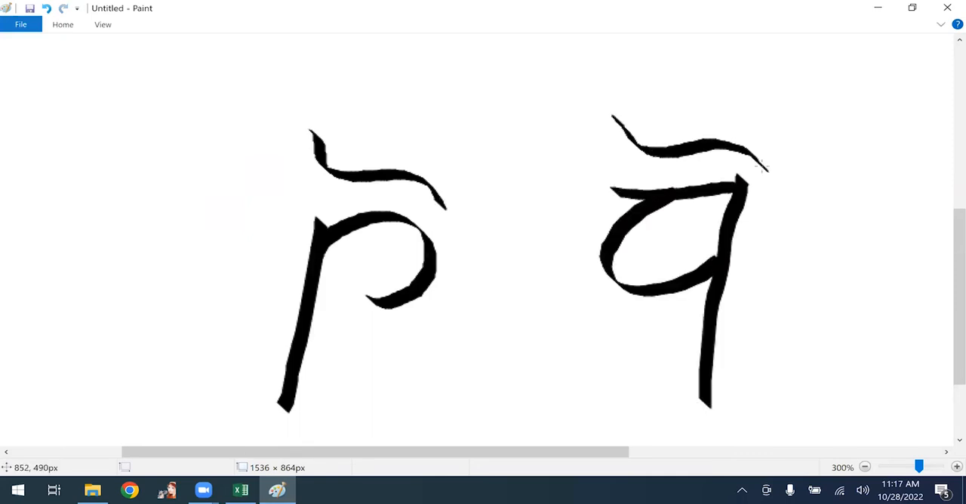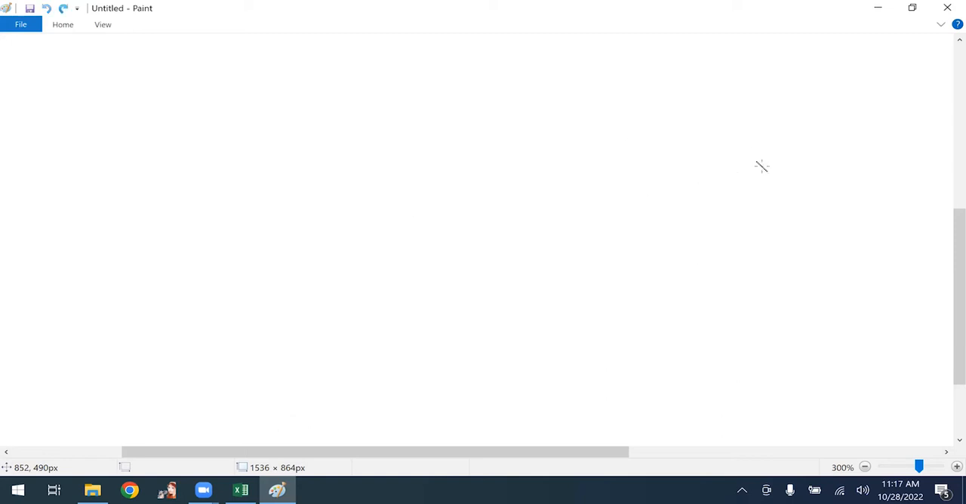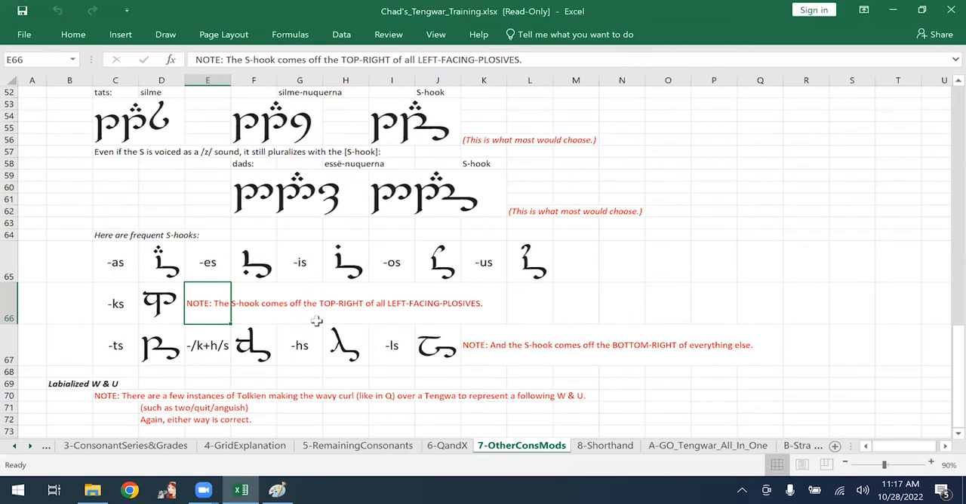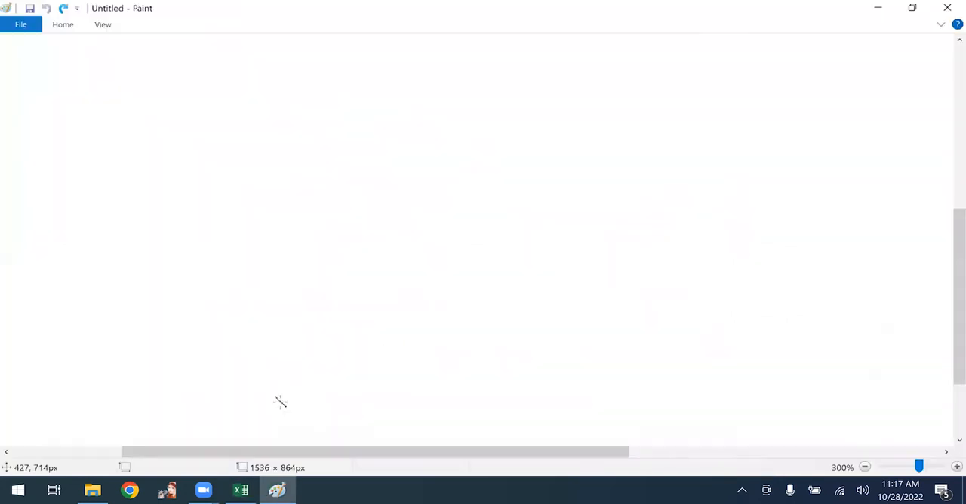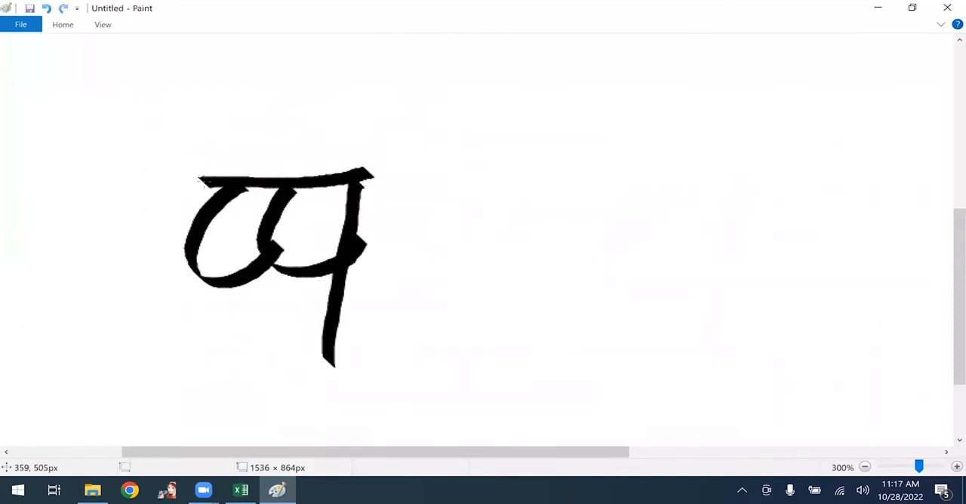Yep. So there have been instances of Tolkien doing the wavy curl to make that U sound after things such as to, anguish. See, that's a good one. So quit makes sense because quit's supposed to be, I shouldn't even put that in there. So anguish would be, here's the G, right? Mhm.